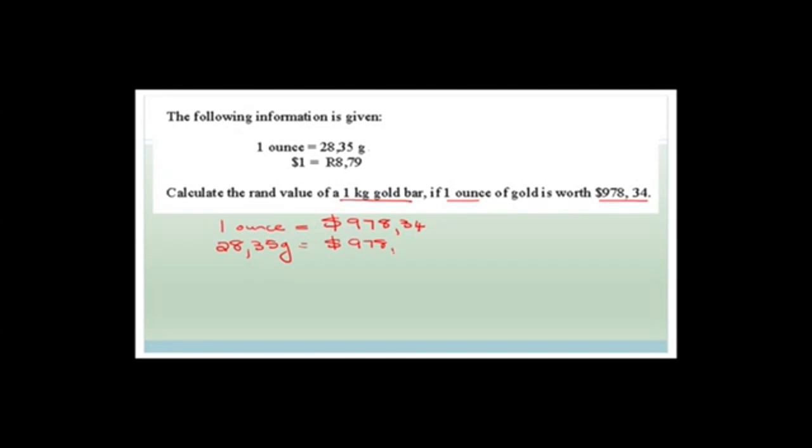It says calculate the rand value of a 1 kilogram gold bar, if 1 ounce of gold is worth $978.34. Okay, so 1 ounce is equal to $978.34. Do you agree that 1 ounce is 28.35 grams? So we've got 28.35 grams is equal to $978.34. Okay, you with me?